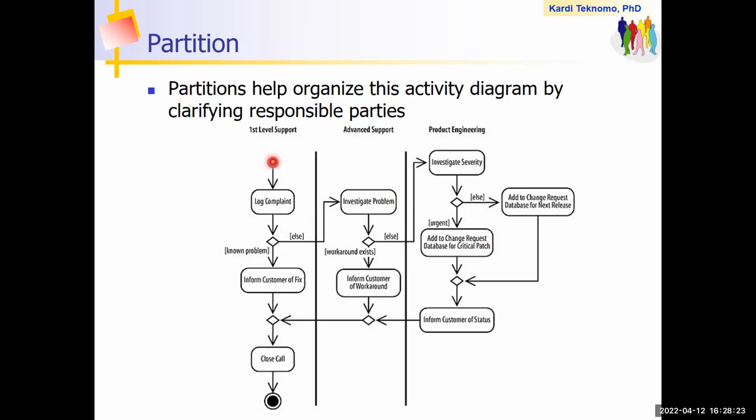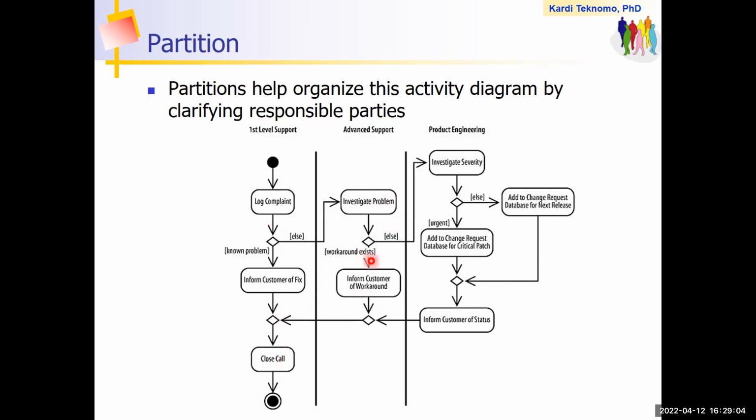You see, we start here with the first level of support, right? And then you log the complaint. Now, if the problem is known, go inform the customer and fix, and then close the call. But if the problem is unknown, that is the else here, go to the advanced support to investigate the problem. If the workaround exists, inform the customer of the workaround, go back to the first level of support.